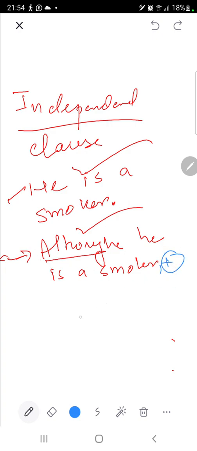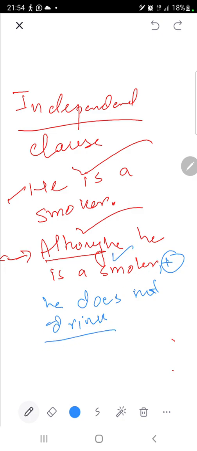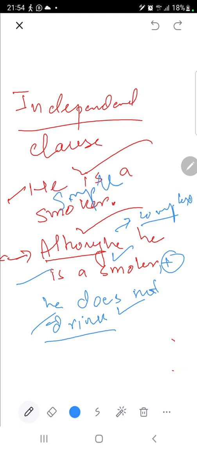So, although he's a smoker, he does not drink. As you can see, smoker and drinker can be written in contrast. Both parts are in the same form of tense. Now this is a dependent clause, and this is an independent clause, and this sentence is called a complex sentence, when we have a combination of dependent and independent clauses. So simple and complex.